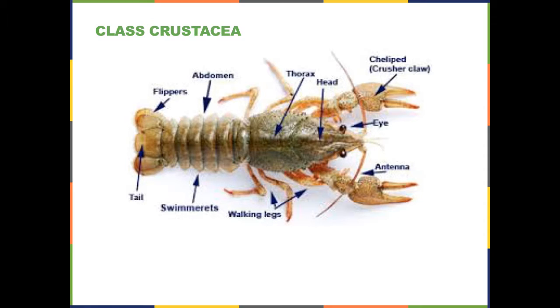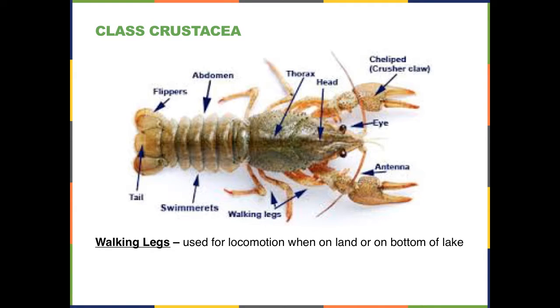Now this is a crayfish or crawfish. Looks very much like a lobster. And I want to use this diagram to point out some of the external anatomy of this animal. The animals have several different kinds of legs. The first of these is called the walking legs. These are the walking legs down here that allow the organism to walk on land, and they do come up on land from time to time. They can also walk on the bottom of whatever water they're in.